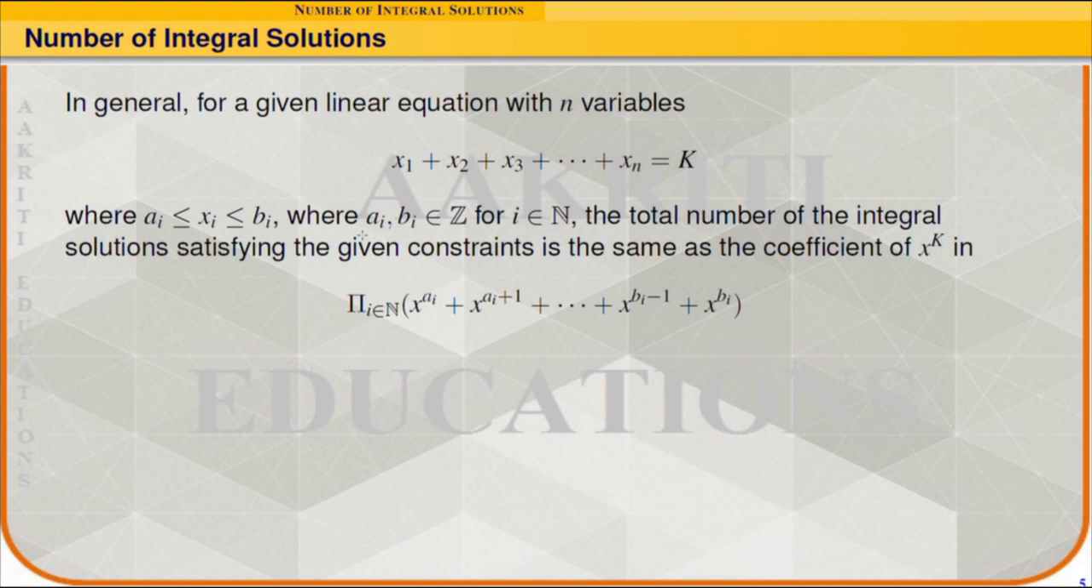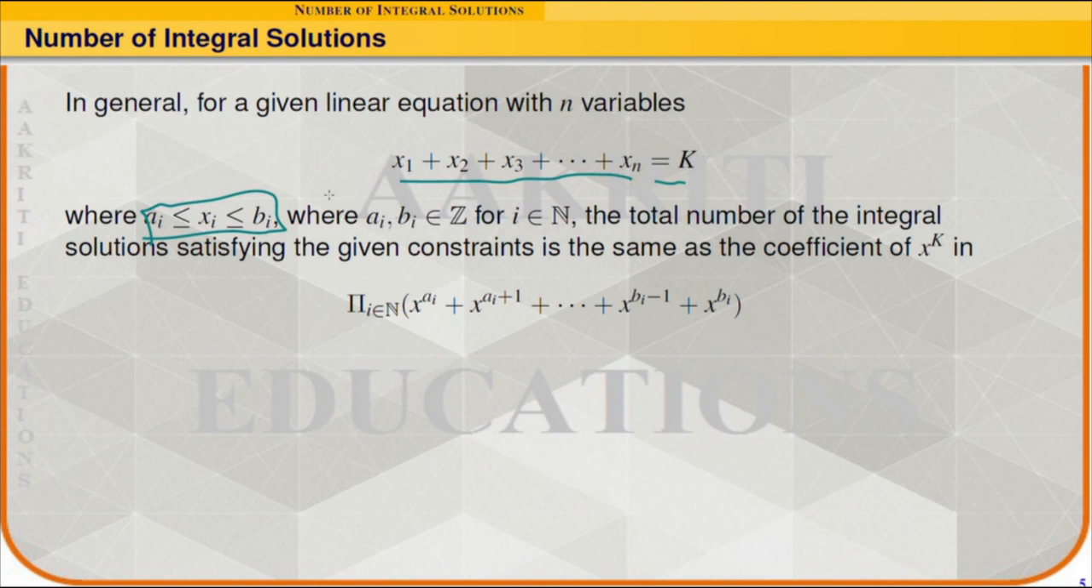So it means we have developed our theory. In general, if you are given an equation having n variables, x1 plus x2 plus x3 up to xn is equal to k, and the constraint is that each xi is between ai and bi, where both a and b are integers, and we need to find the integral solutions.